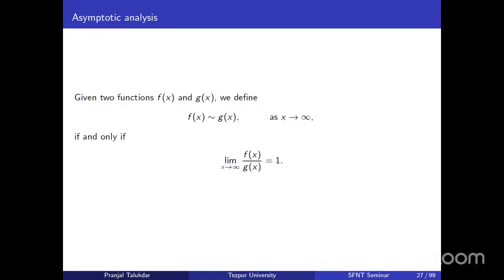Next, we move to some asymptotic formulas. When given two functions f(x) and g(x), we call f(x) asymptotic to g(x) as x tends to infinity if and only if this ratio tends to 1 when x tends to infinity.